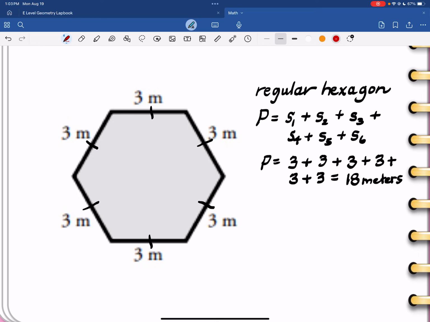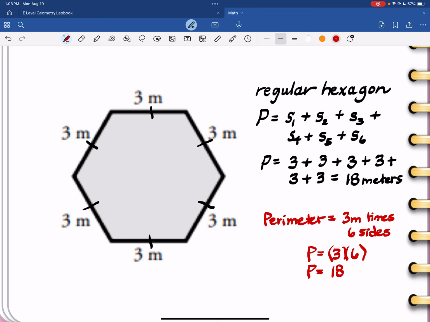Because this is a regular hexagon, meaning that all of the sides are the same, you could say perimeter equals 3 meters times 6 sides. So perimeter is 3 times 6.